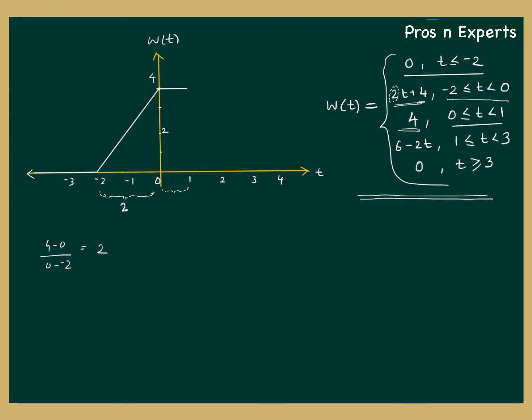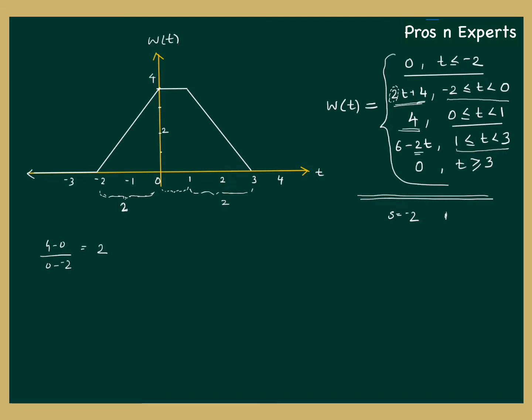Now the next interval we are going to deal with is 1 to 3. Again 2 units. In that area the output we have obtained is 6 minus 2t. So what is the slope here? Slope is minus 2 and intercept is 6. I think in this interval we need only the slope. So for 1 to 3, minus 2 is the slope, right?